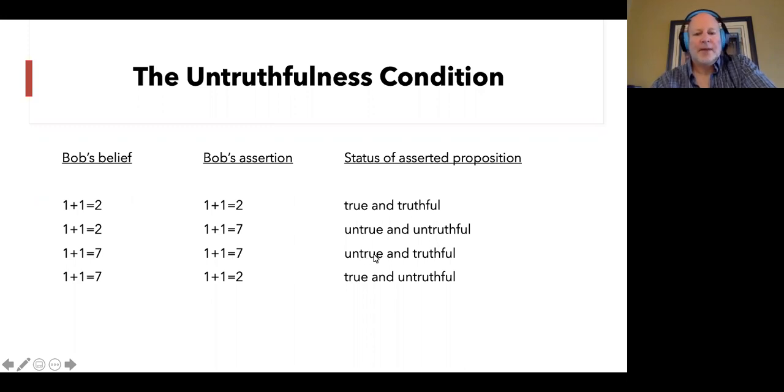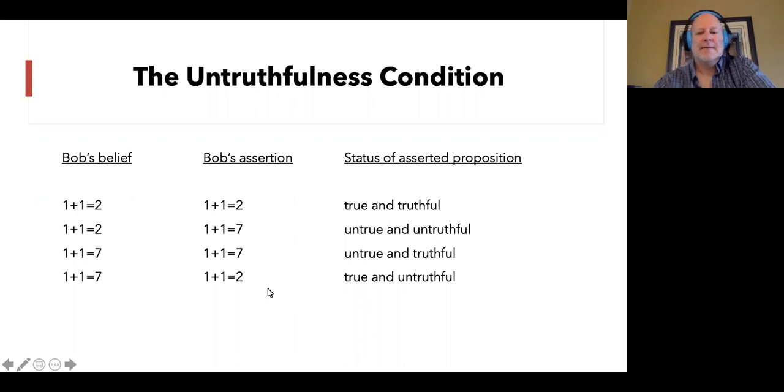So here, notice in this case, the asserted proposition that 1 and 1 is 7 is definitely untrue, right? Why is it untrue? Because 1 and 1 equals 7 doesn't match reality. It doesn't correspond to reality. 1 and 1 is actually 2. So what he's saying here is untrue. But notice that what he is saying is perfectly truthful. It's truthful because what he says, namely that 1 plus 1 equals 7, matches his belief, right? He's saying the very thing that he believes. So he's saying something that's truthful, even though it's untrue, it's false.